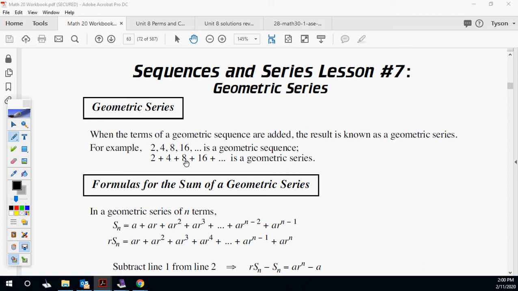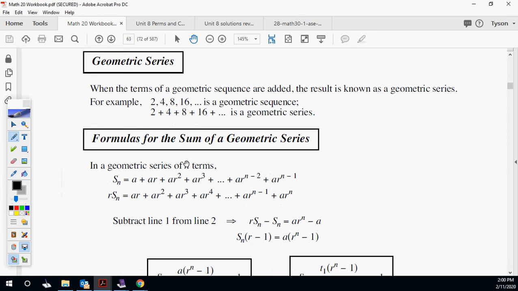Okay, so the formulas of the geometric series. Remember, we're doing addition now. You've got your geometric pattern, and you're adding the pattern, just like we did with the arithmetic series. Again, this is a formula in your notes. It's going to be your S sub n for geometric. We still use S sub n notation. When the terms of a geometric sequence are added, the result is known as a geometric series. So again, the difference is sequence versus series.